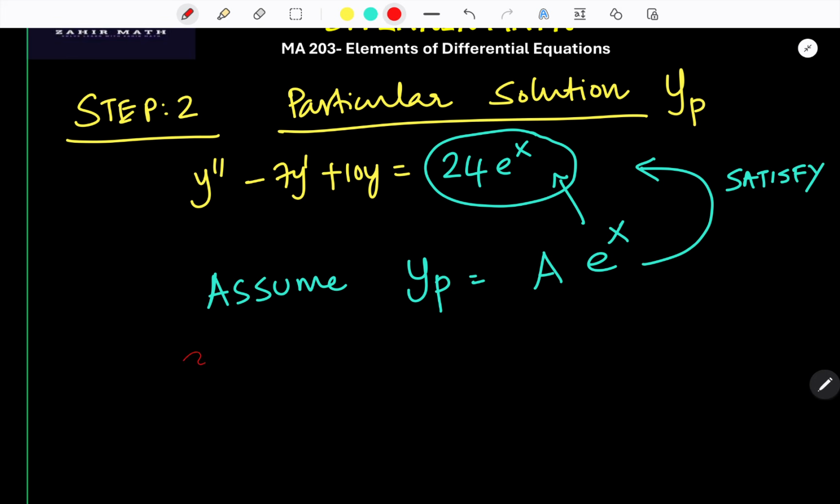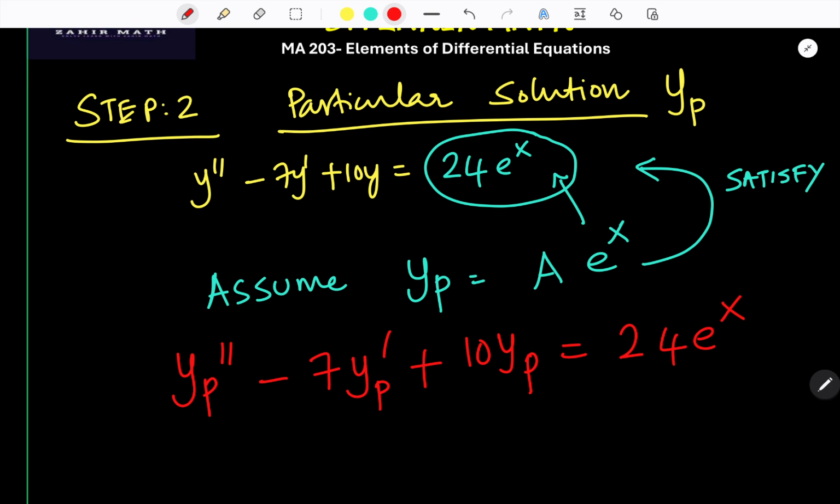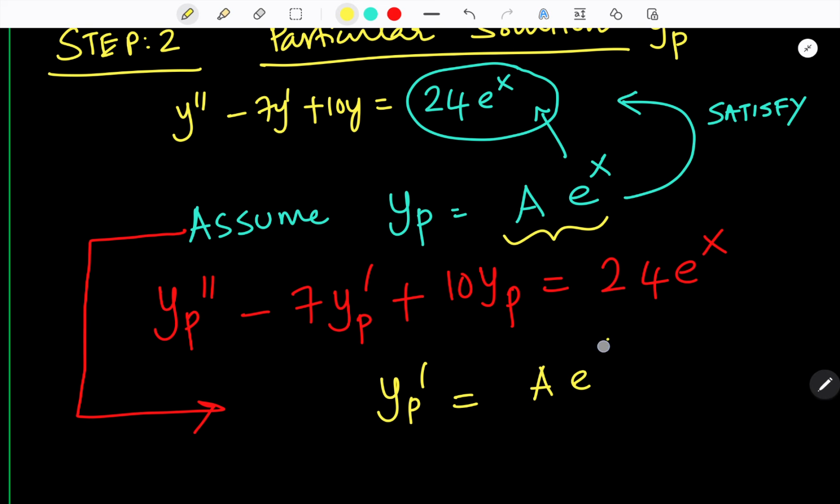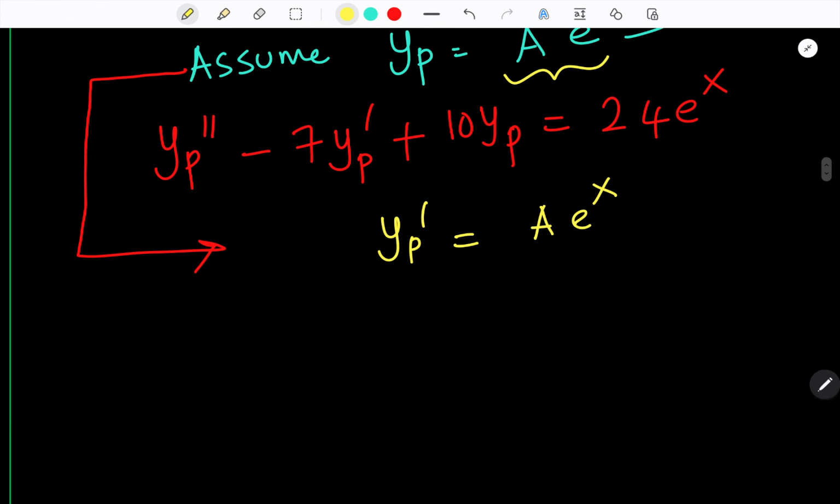So what happens to this one? Yp double dash minus 7yp dash plus 10yp is equal to 24 e power x. Okay, so yp I'm putting. But I want yp double dash and yp dash, right? So let me calculate from this one. What is your yp dash? Your yp dash is differentiating this one time. We will get a is a constant, e power x derivative is e power x. And then yp double dash is again the same, a e power x.